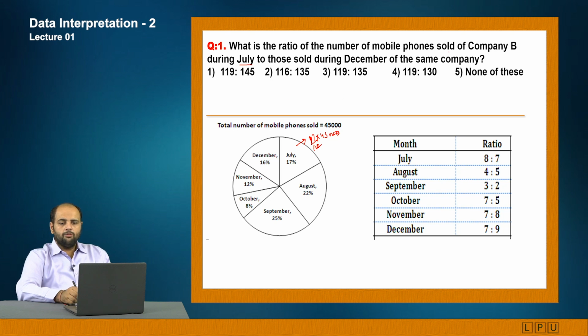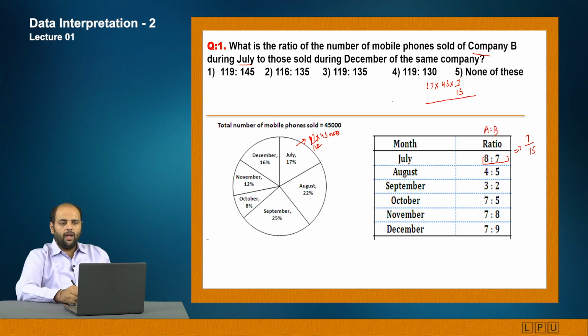Now he is asking for company B in July. This is the ratio, A ratio B. So what will be the value for B? That will be 7 upon the addition of these, that will be 15. So what will be the value? It will be 17 into 450 into 7 upon 15. This will be the specific value.